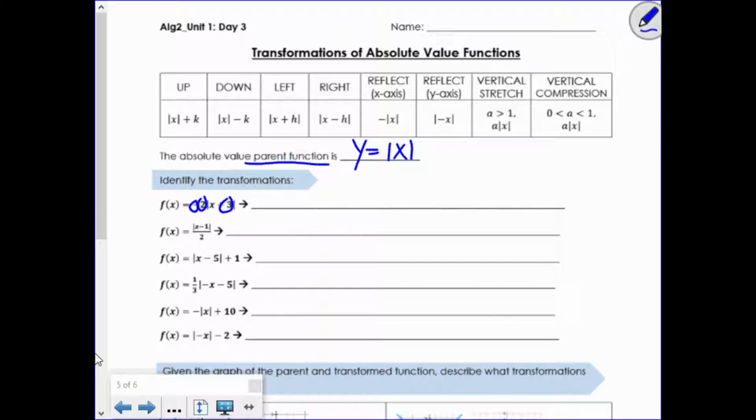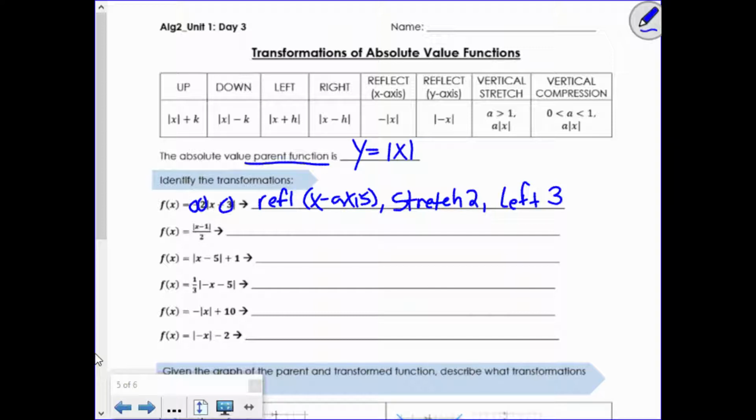What does the negative on the outside do? Reflect over which axis? X-axis. What does the 2 do in the front? It stretches. Stretch by 2. When you are multiplying the very front by a number, besides the negative, that's something separate. If it's bigger than 1, it's a stretch. What about the plus 3? It's on the inside, so left 3. Remember, when it's inside the absolute value bars, you would normally expect plus to go right, but when it's inside, you have to think the opposite.